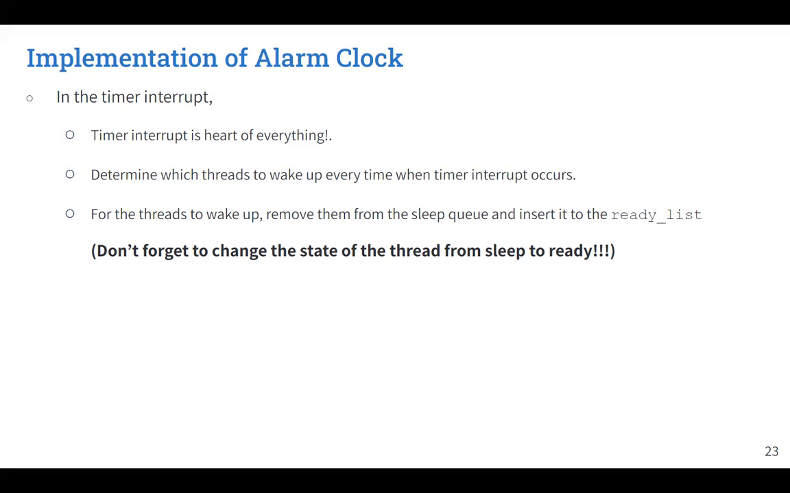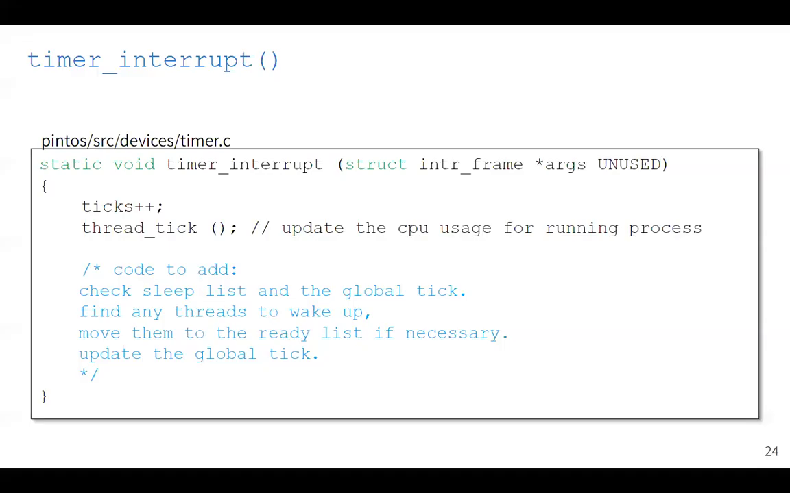So here, one thing that you should really keep in mind is that you should not forget to change the state of the thread from sleep to ready if the timer tick has elapsed. The timer interrupt function looks something like this. We would increment the global tick, and we'll also update the CPU usage for the running process with the thread tick. And then the code to add here is to check the sleep list and global tick, find any threads to wake up, move them to the ready list if necessary, and update the global tick.